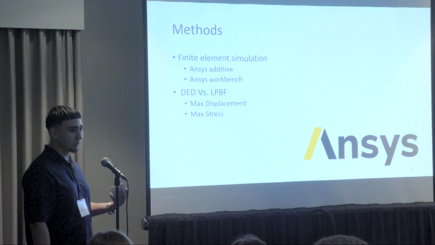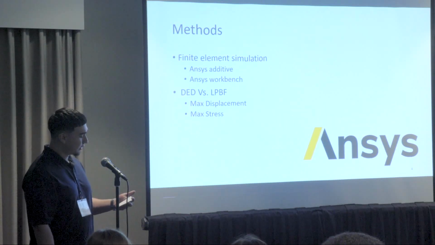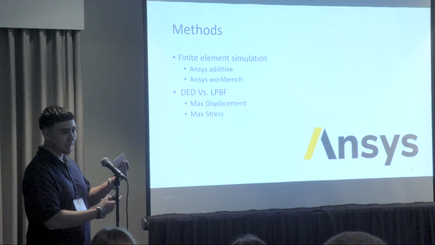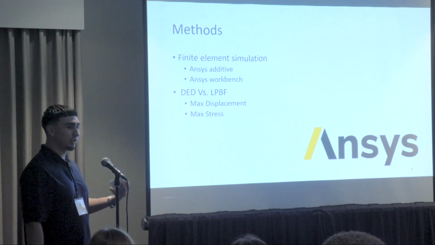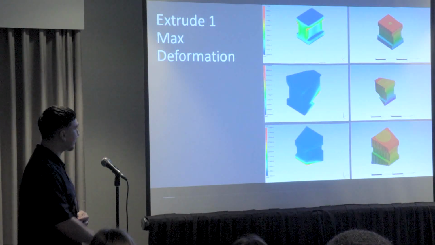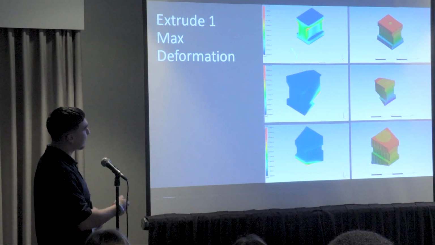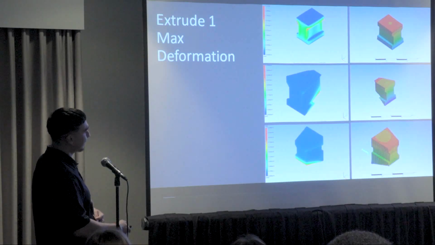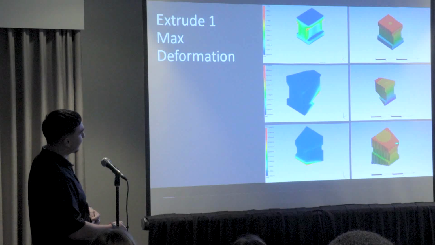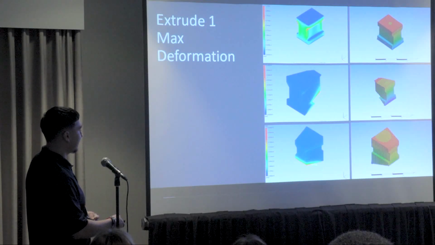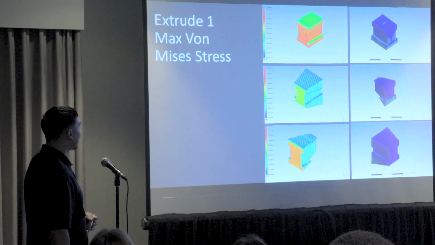I used a total of 21 parts. 4 of them are revolved parts, so you take a shape and you revolve it around an axis, and 3 of them are extruded parts. First right here, we have extruded parts. On the left-hand side, we have laser powder bed fusion. On the right-hand side, we have directed energy deposition. You can see the highlighted red areas are where it's going to have the most deformation, and you can see it on both sides.